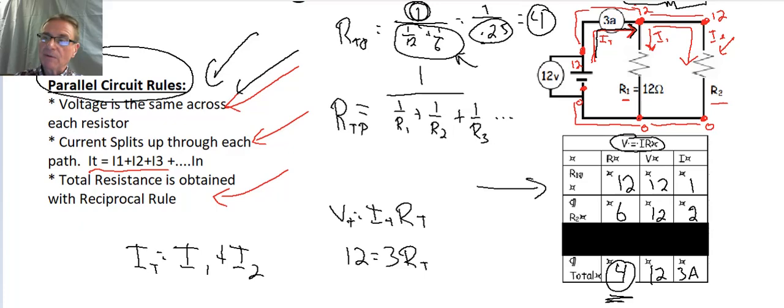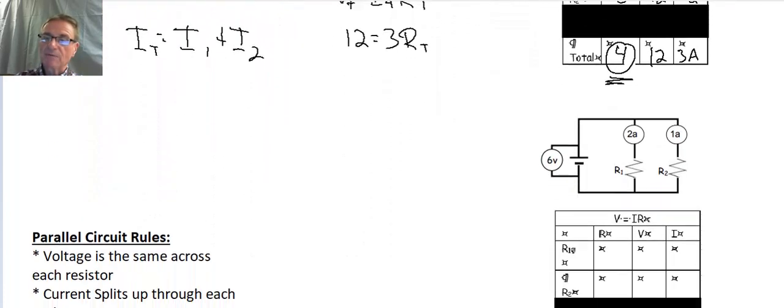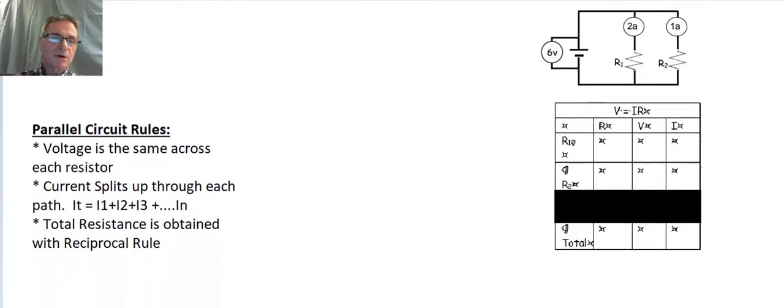Let's try another problem, another parallel problem. I've restated the rules over on the left-hand side. In this case, we've got a slightly different circuit. It still has 2 resistors, but the information given is a little bit different. So let's take our information and fill in the table that we've got.